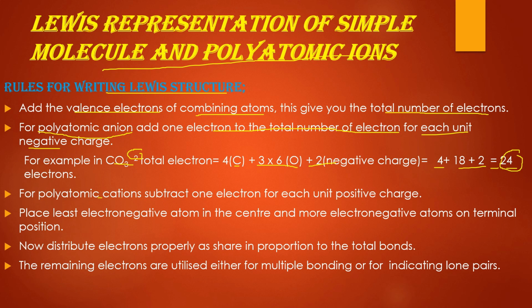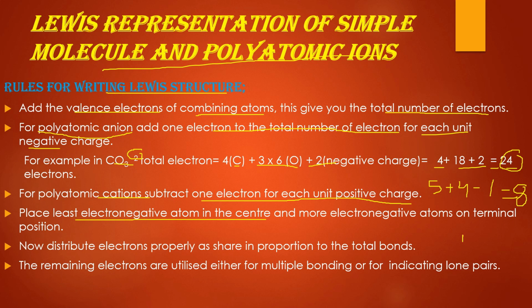Now for a polyatomic cation, subtract 1 electron for each unit positive charge. For example, in NH4 plus, whatever the number of electrons, like in nitrogen 5 electrons are there in the outermost shell, each atom of hydrogen is having 1 electron and 4 atoms of hydrogen, so 4 electrons, but there is 1 positive charge, so minus 1 electron. So 4 plus 5 is 9, 9 minus 1, that is a total of 8 electrons we have to arrange in the formation of NH4 plus. Now the next is, once you get the number of valence electrons, then we place the least electronegative atom in the center and more electronegative atoms at the terminal positions.